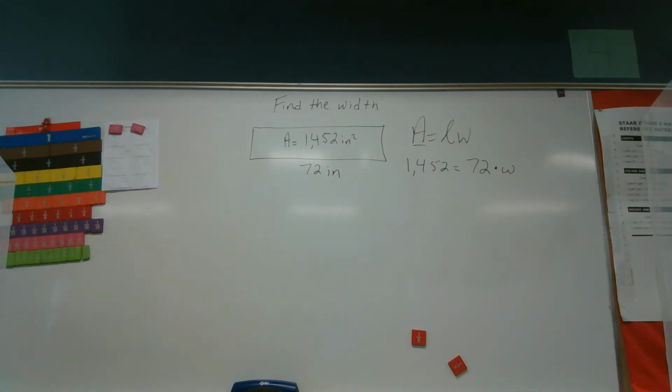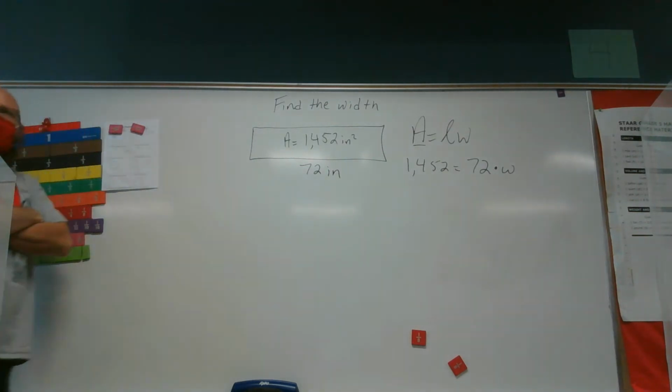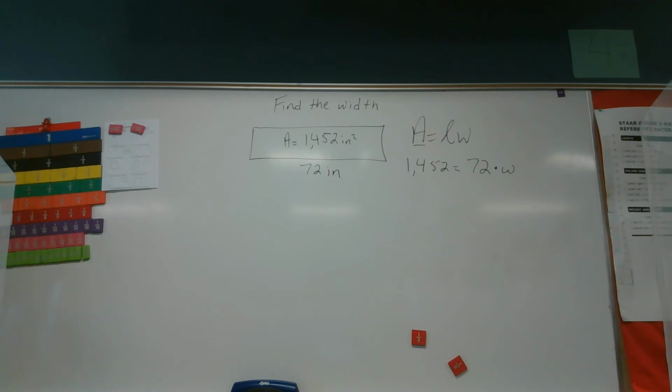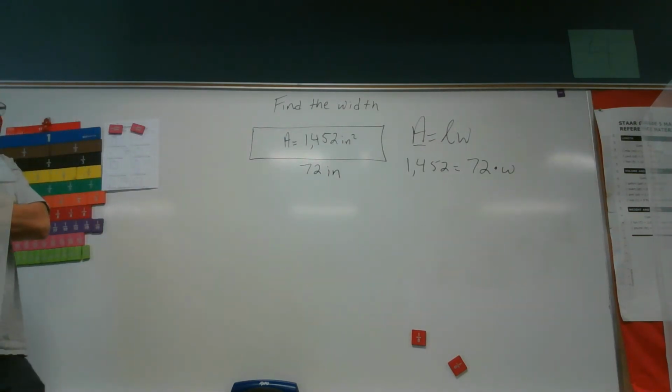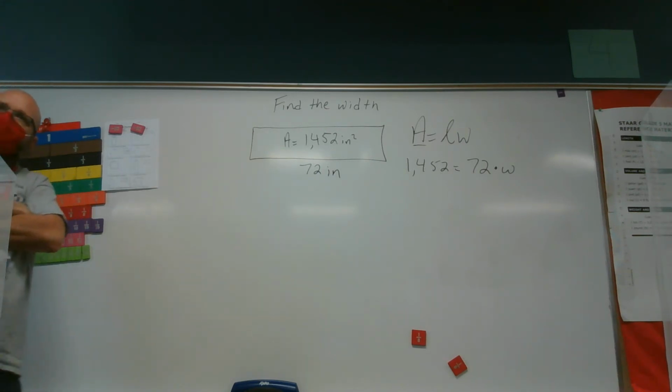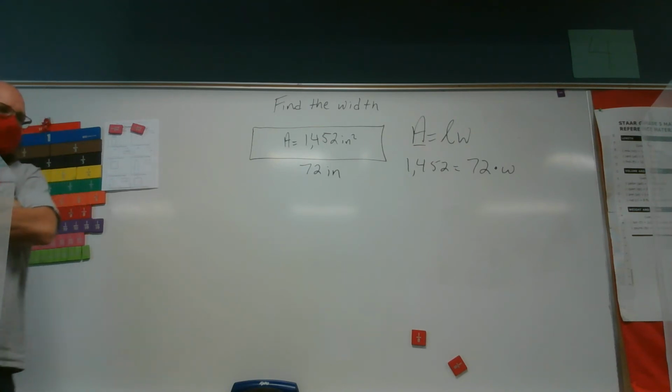Jordan? Like for the answer? No, I want to know how you would get the answer. So you would get 72, and you would multiply that by, Chloe, how would you find the answer? I think we would divide.